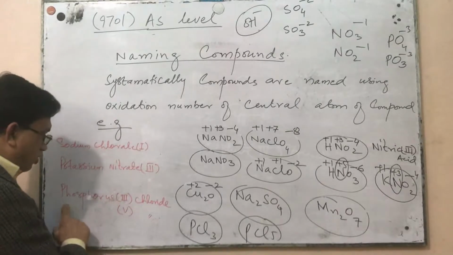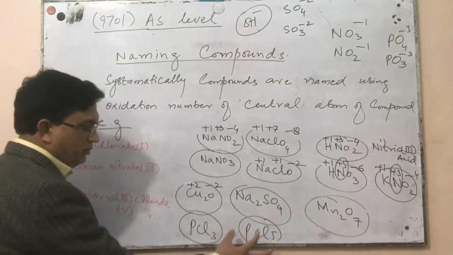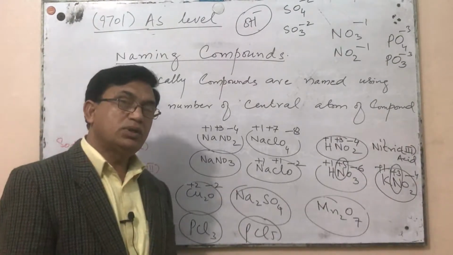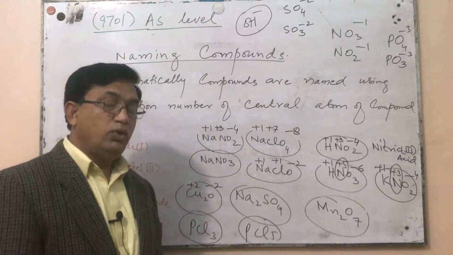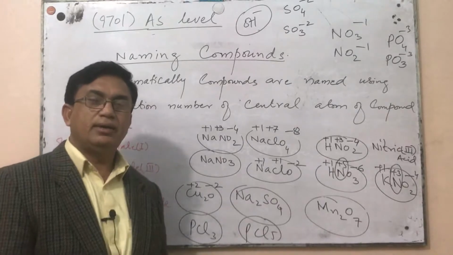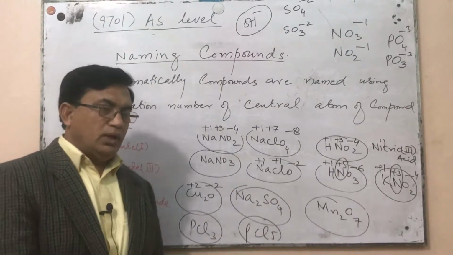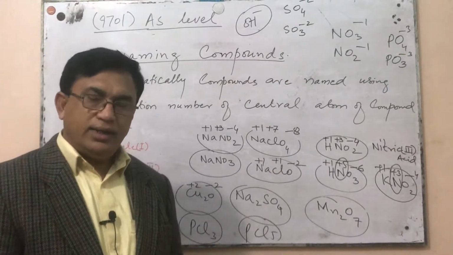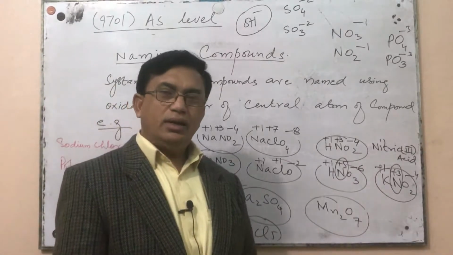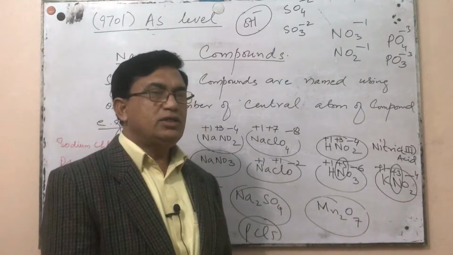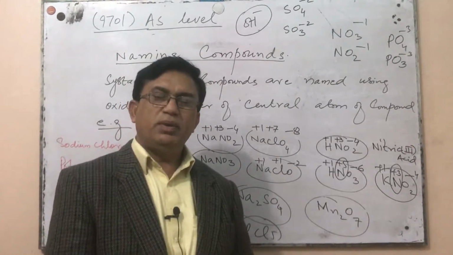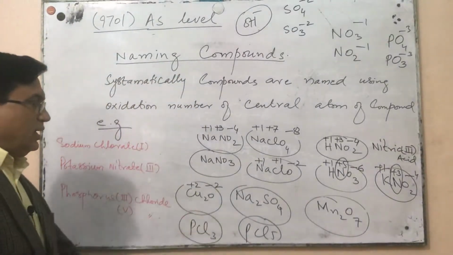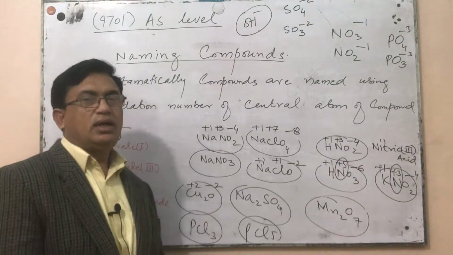Similarly, phosphorus 3 chloride or phosphorus 5 chloride. We have already discussed in this manner. All the compounds are named, but we mention the oxidation state of the central atom, because we are not using now the sulfurous or sulfuric acid, the nitrous or nitric acid, nitrite or nitrate. These names were used in the previous days, but now the systematic naming is done for many chemical compounds using the oxidation state of the central atom.